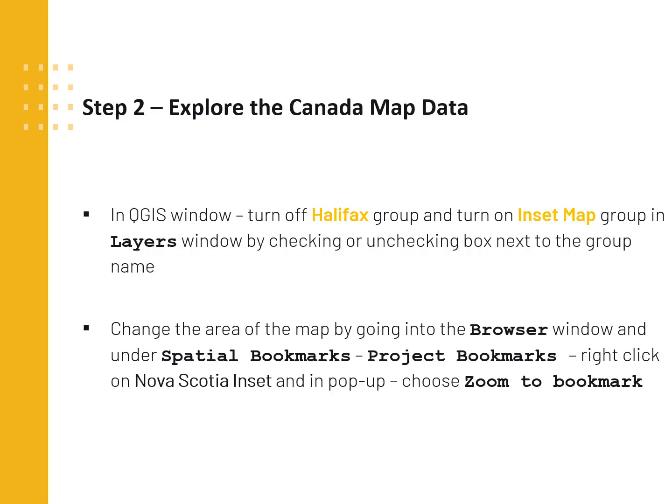The next thing we're going to do is explore our Canada map. So this is our inset map showing where we are located within the larger area. So in the QGIS window, we want to turn off the Halifax group and turn on the inset map group in the layers window, that's just to the left of the main map. Then we're going to adjust the area of the map that we're looking at.